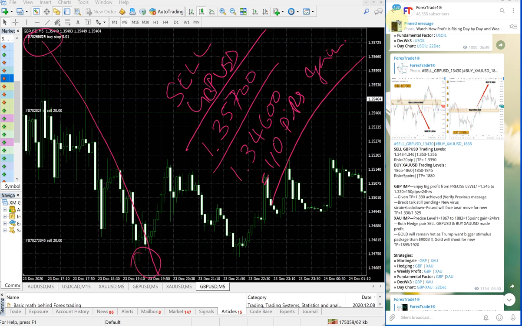A few pips may differ from broker to broker because of different brokers, different spread difference. That is the reason. So both the signals performed in the given direction. Sell GBPUSD, which went towards this direction, and buy XAUUSD went up in the predicted direction.